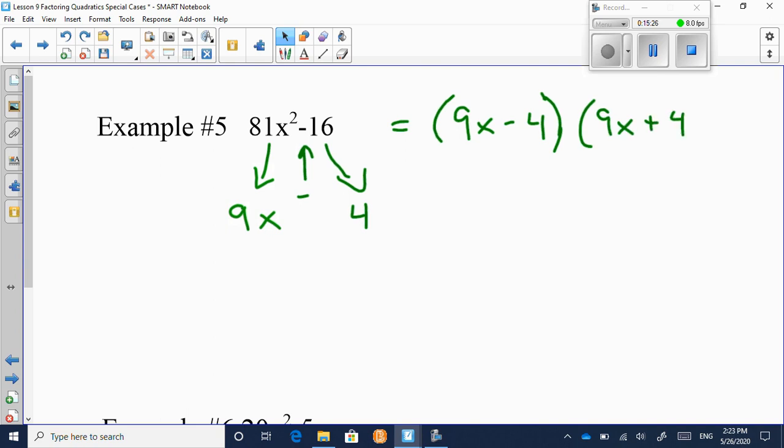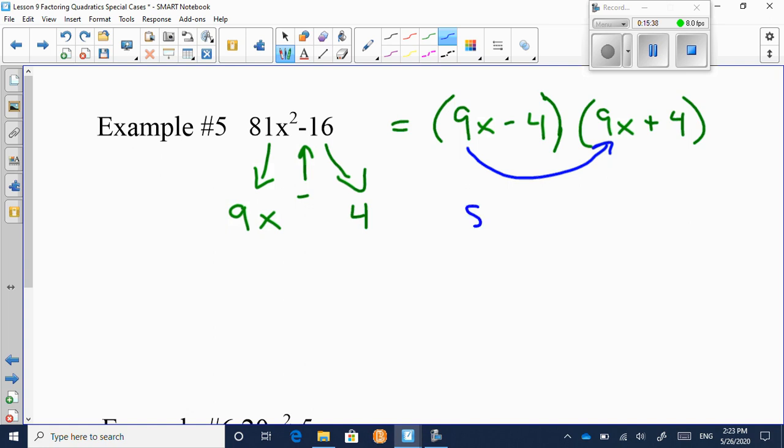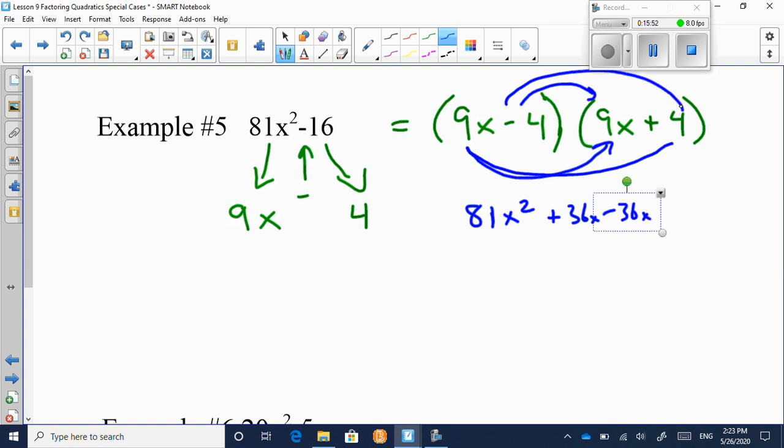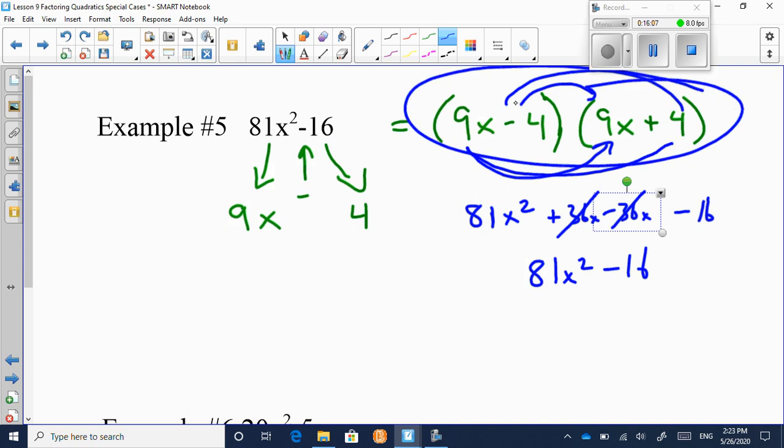9x plus 4. And look at this, you guys, if you want to verify for yourself, watch what happens. If I were to FOIL this, I would do first, 9x times 9x is 81x squared. 9x times plus 4 is plus 36x. Minus 4 times 9x is minus 36x. And minus 4 times plus 4 is minus 16. Notice that those two terms disappear, and you're left with 81x squared minus 16. So there you go. This one's in factored form.